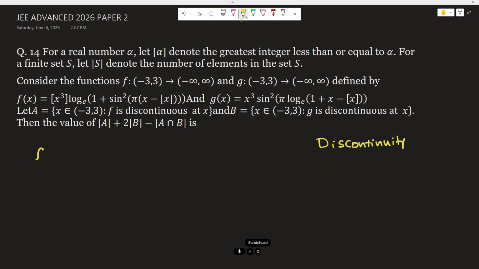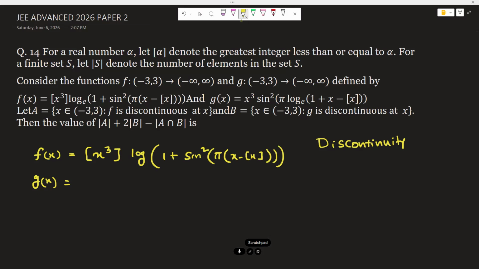If you observe either f of x or g of x, you can see that the functions given are multiplied together. So log of 1 plus sine square of pi of x minus floor x. And g of x is also similarly defined as x cube. In f of x it will be floor of x cube, but here just x cube, then sine square of pi log of 1 plus x minus floor x.